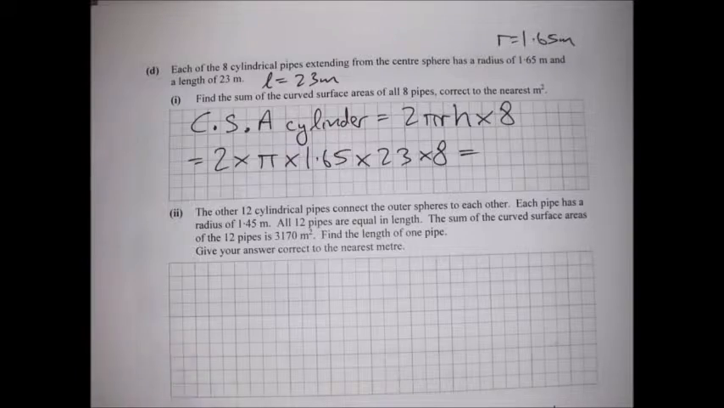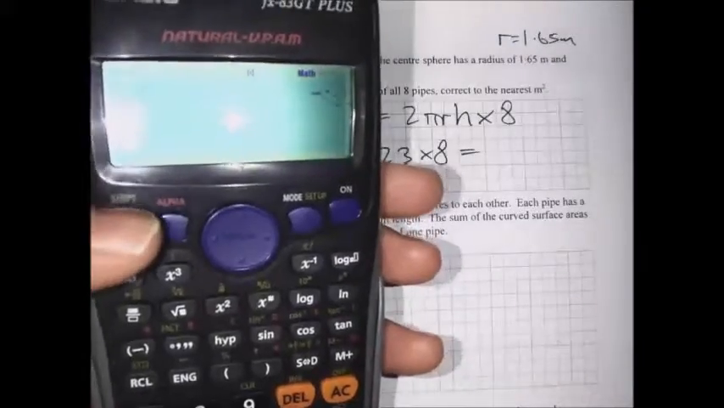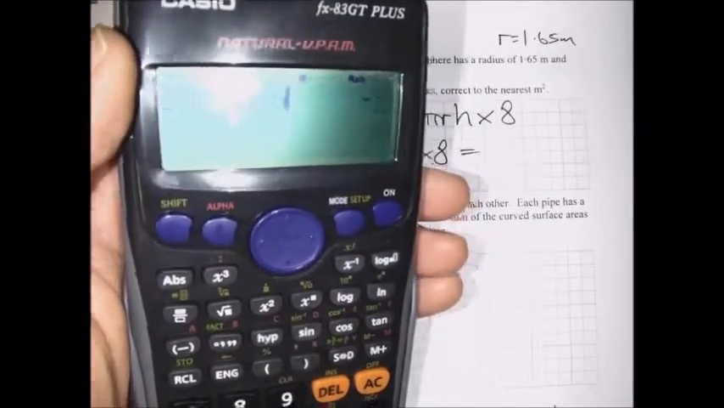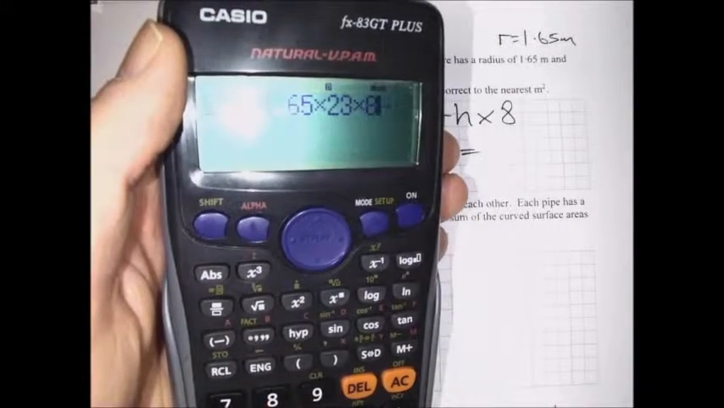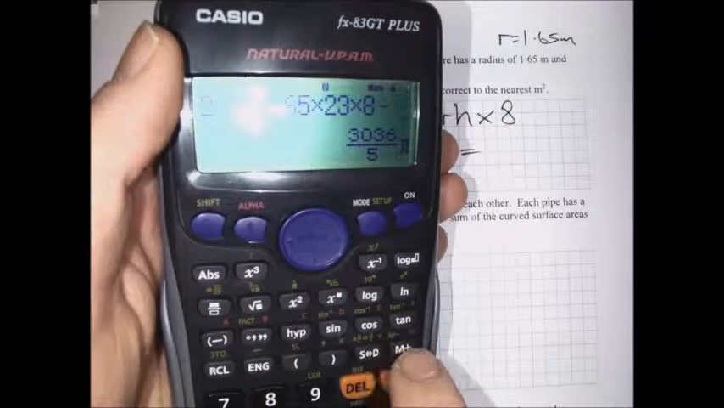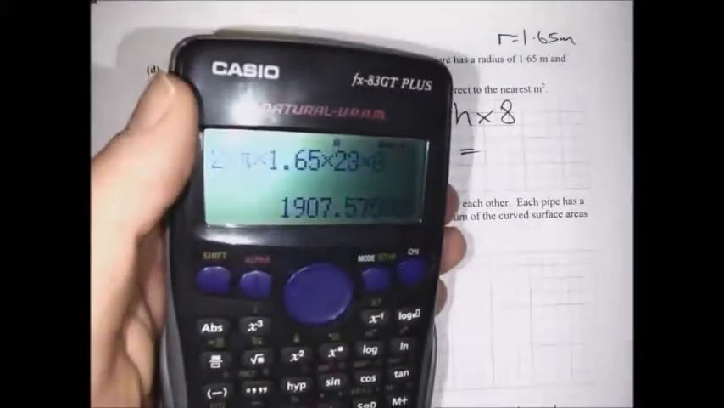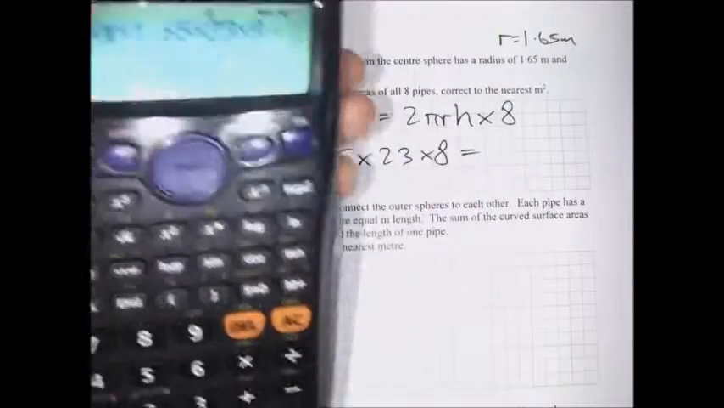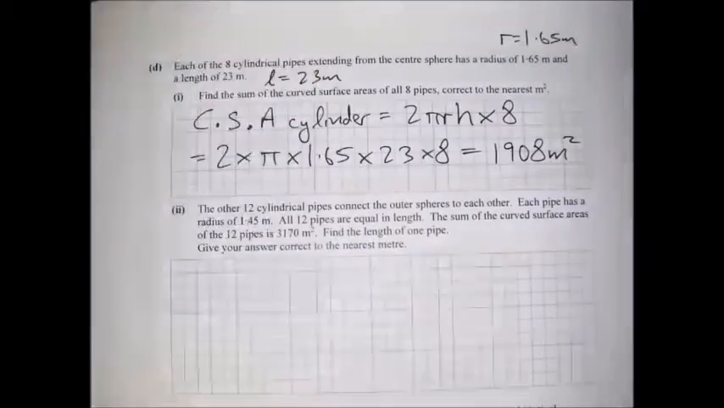So I'll just take here, enter that into the calculator. 2 times shift pi times 1.65 times 23 times 8. And I get my answer in pi again there because I use the pi key. Press SD, and I get 1907.57. Now to the nearest meter, that's going to be 1908. 1908 square meters for the surface area.